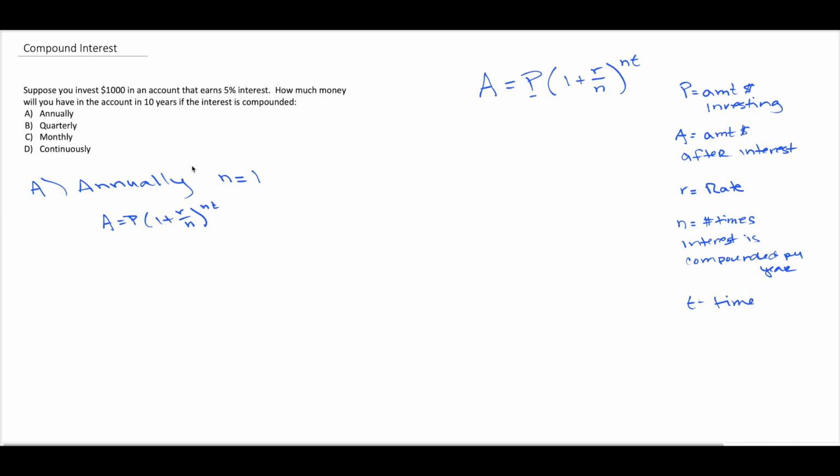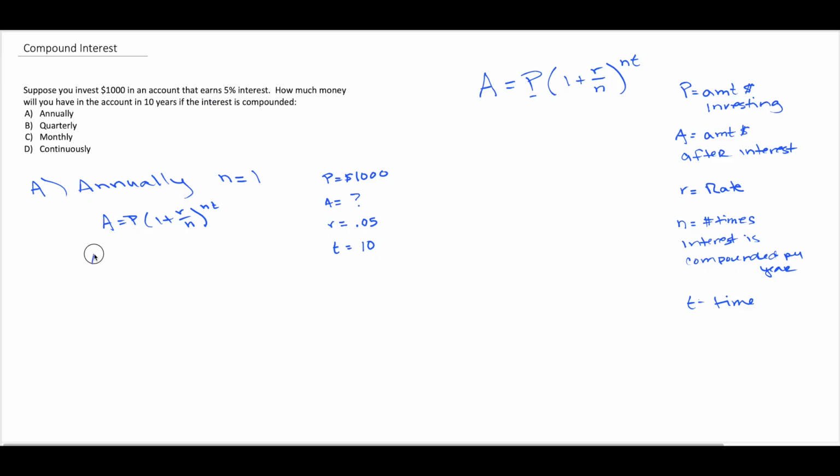And so let's think about what we're going to plug in. Okay, so the $1,000 that I'm investing, that's going to be my P. So my P is $1,000. What else do we need to know? The A is what we're looking for. That's how much money will be in the account after 10 years worth of interest has accrued. So the R is the interest rate. So that's 5%. I'm going to write that as a decimal, so 0.05. And then T is my time in years. So that is 10.